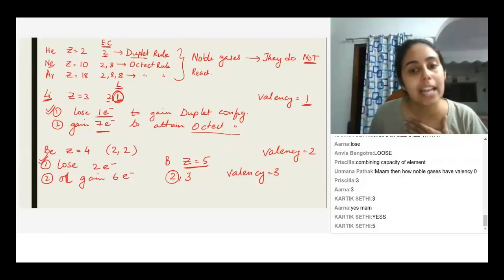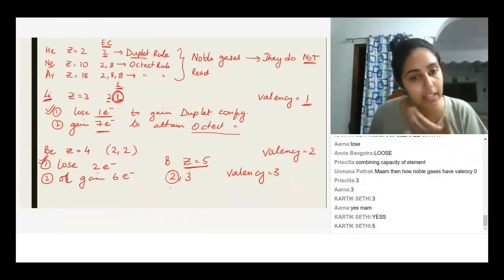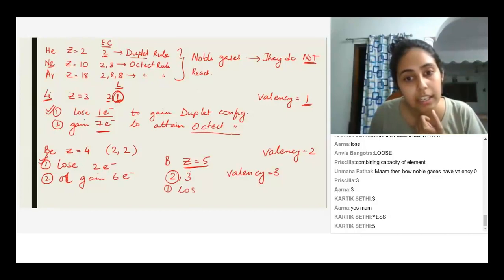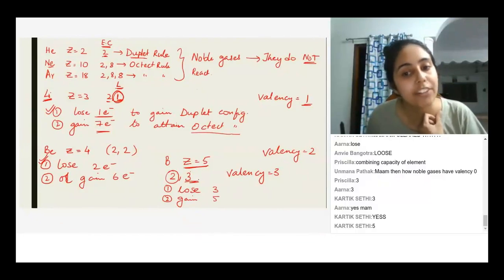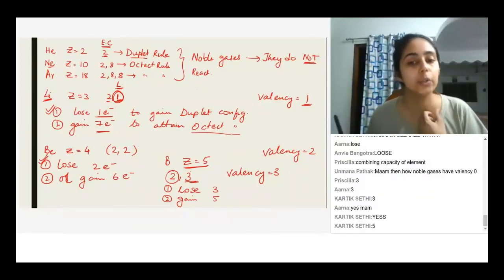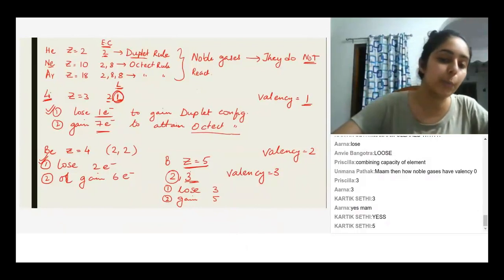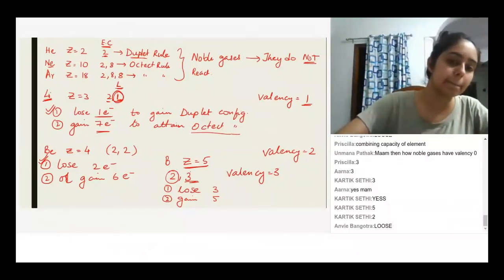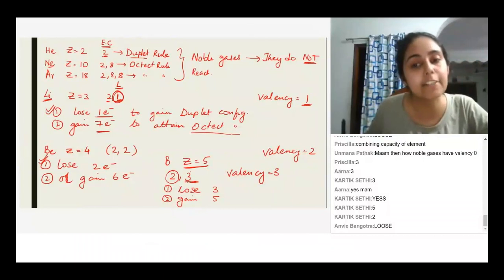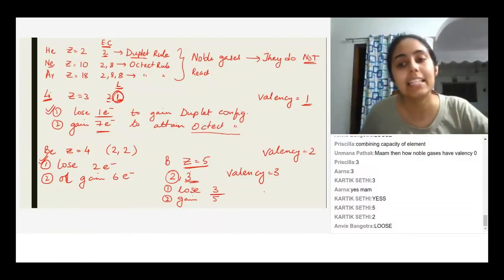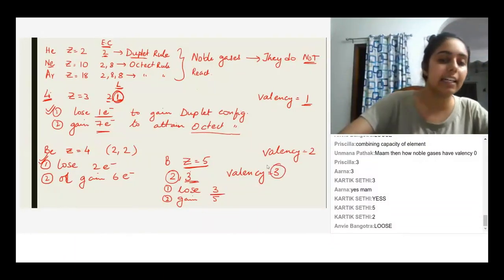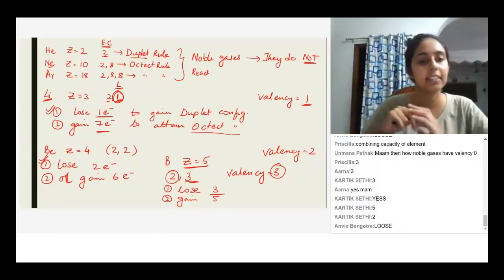Now boron can lose these 3 electrons in order to achieve the duplet rule, or it has to gain 5 electrons in order to satisfy the octet rule. Which one is easier for it to do? The first option. Yes, it is easier for it to lose 3 electrons. That is why the valency is 3. Did everybody understand this?